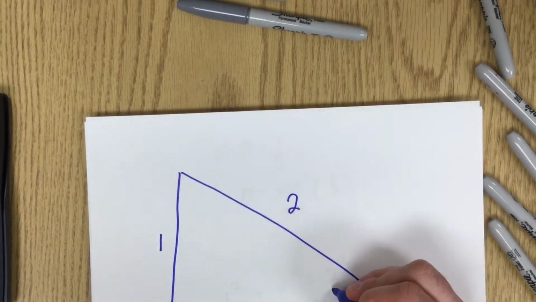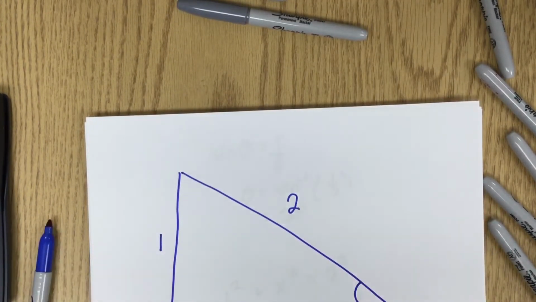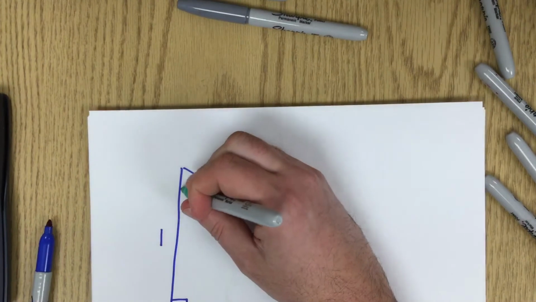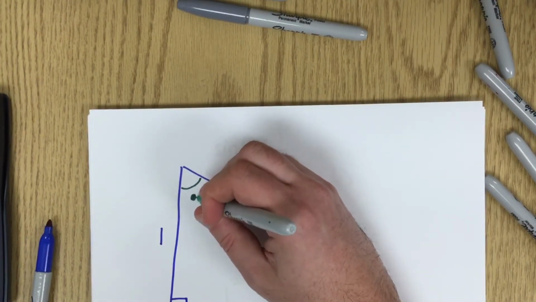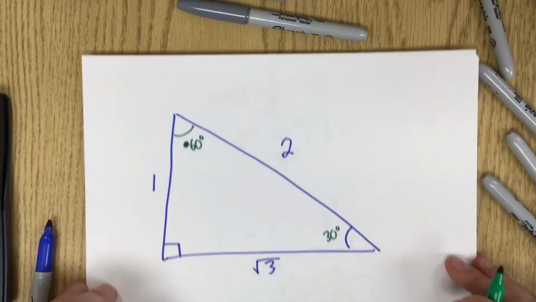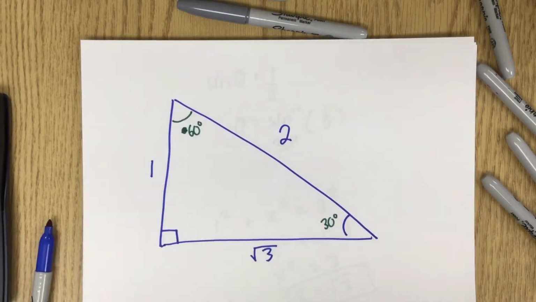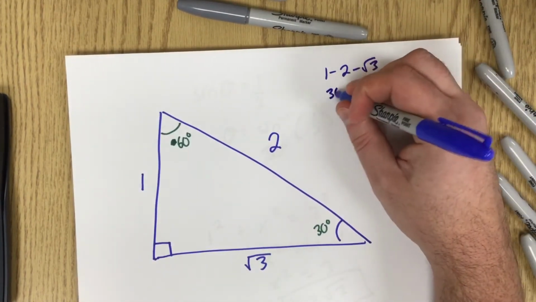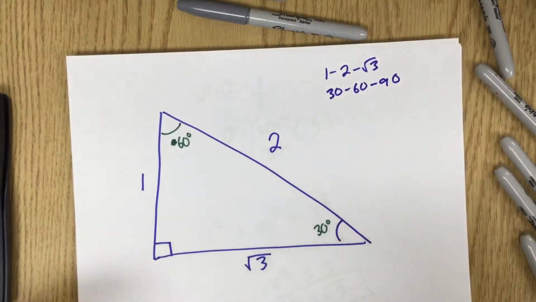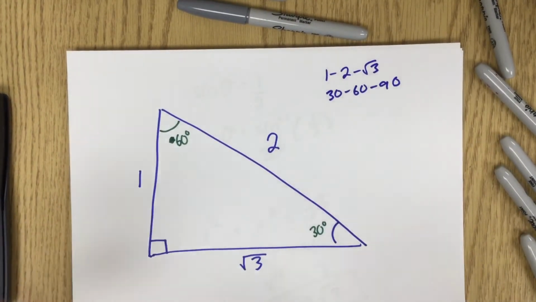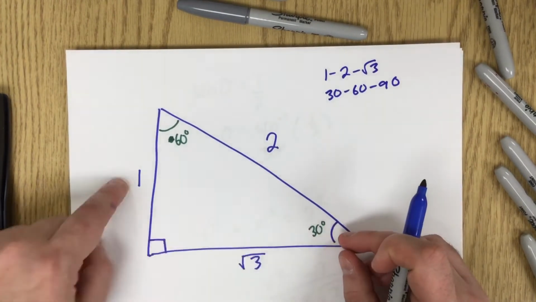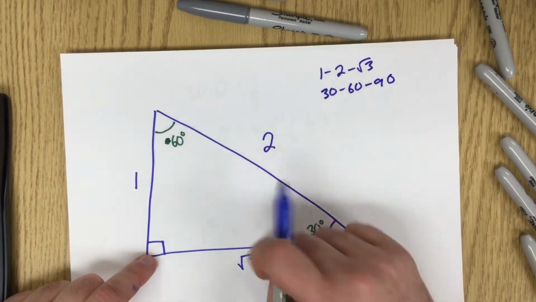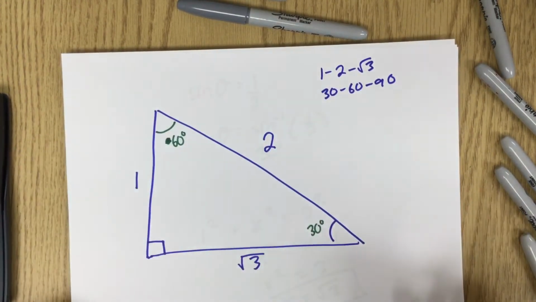So this angle is 30 degrees, and this is 90 degrees, which means that we could figure out that this over here is 60 degrees. So I'm going to call this either the 1, 2, root 3 triangle or the 30, 60, 90 triangle. Or both, and you can remember those things. If you forget which goes where, just remember that the smallest angle is across from the smallest side, and the biggest angle, which is the 90, is across from the biggest side, because 2 is bigger than root 3. So that's the first special triangle.